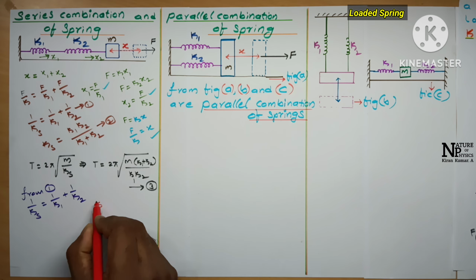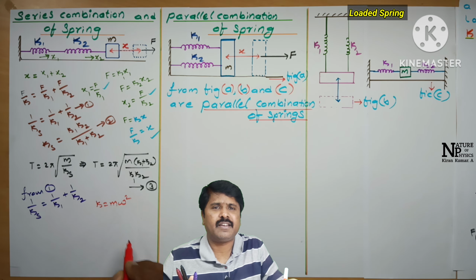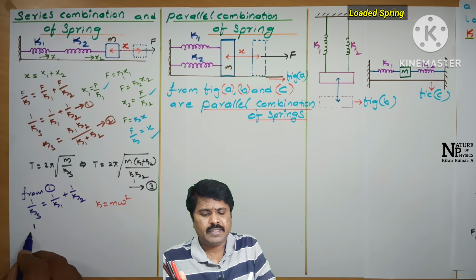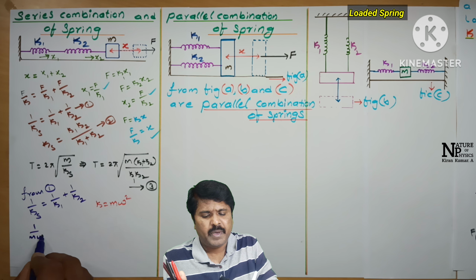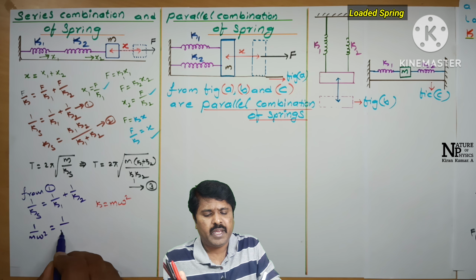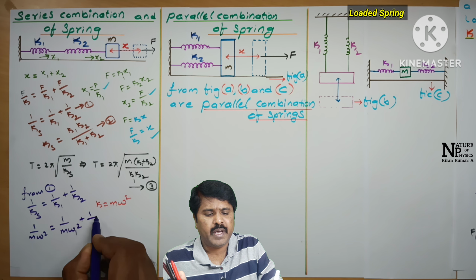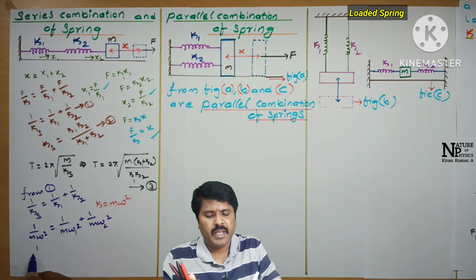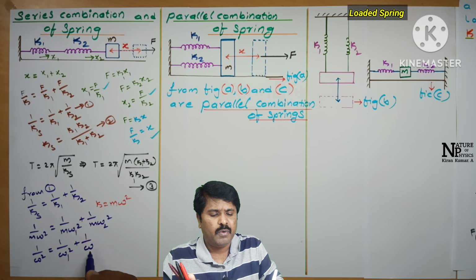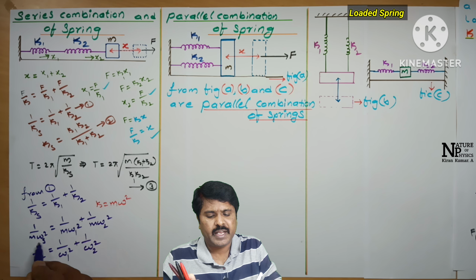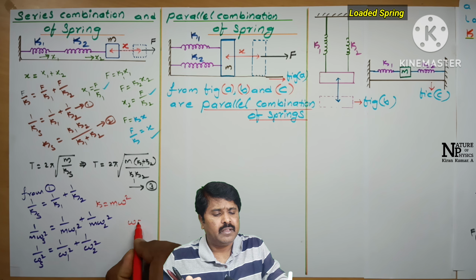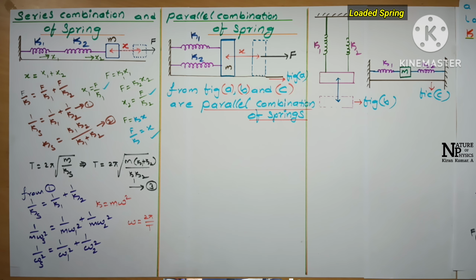From the time period equation, I got m omega square. Replacing the value, I am going to get 1 by Ks, which is equal to m omega square, which is equal to 1 by m omega1 square plus 1 by m omega2 square. m is common and cancels, so 1 by omega square is equal to 1 by omega1 square plus 1 by omega2 square. This is the series combination. I can write omega s, replacing omega, as 2 pi by T in the next step.